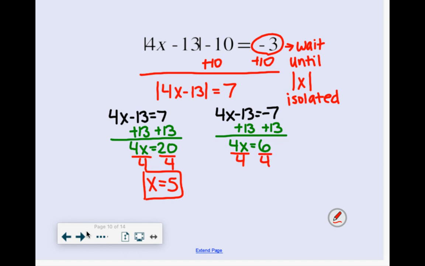6 divided by 4 is a decimal. Instead of writing it as 6 over 4, I'm going to kind of remind you how to reduce fractions. We can divide both of those numbers by 2, leaving us with 3 halves.